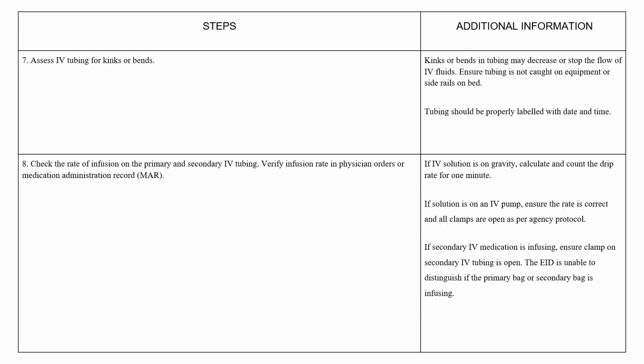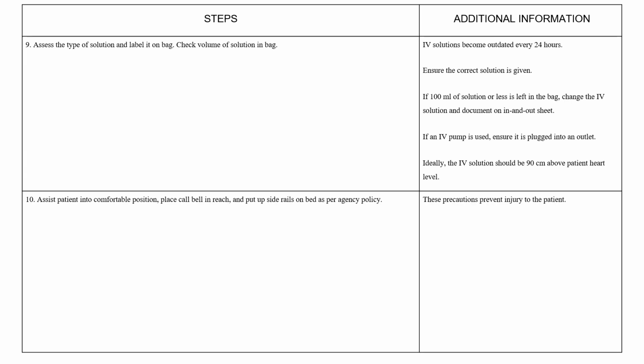You're going to assess the IV tubing for kinks or bends. You're going to check the rate of the infusion of the primary and secondary IV tubing if being used. You're going to verify the rates that the physician ordered, or that the medication administration is what's per the MAR. You're also going to assess the type of solution and make sure it's labeled on the bag. You're going to check the volume of the solution in the bag.